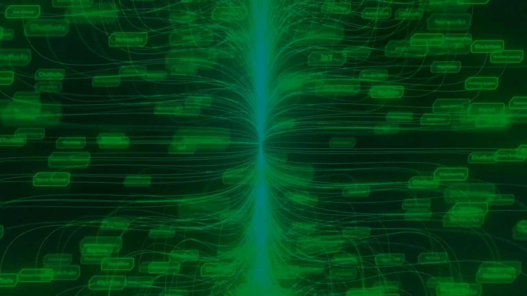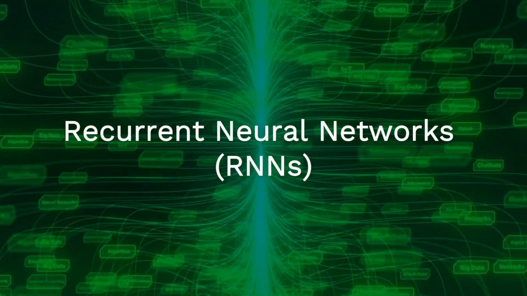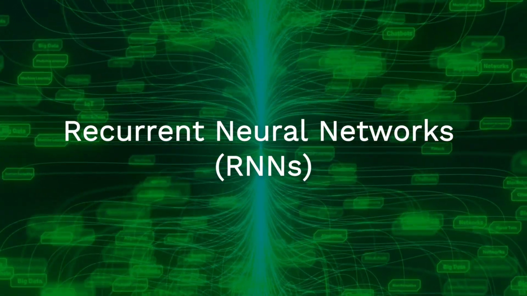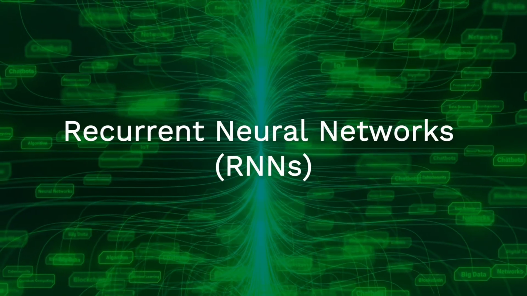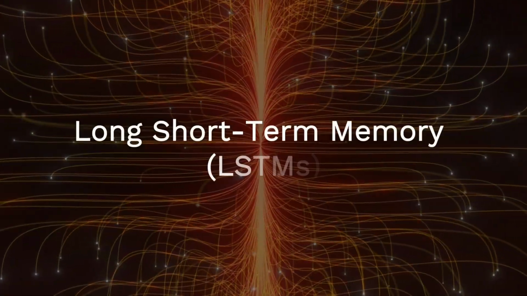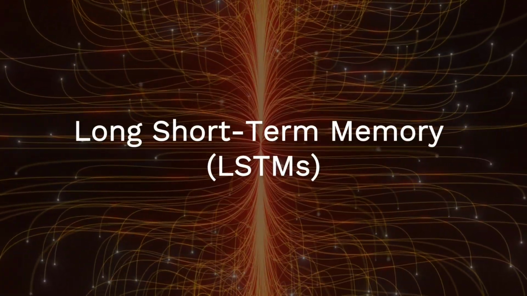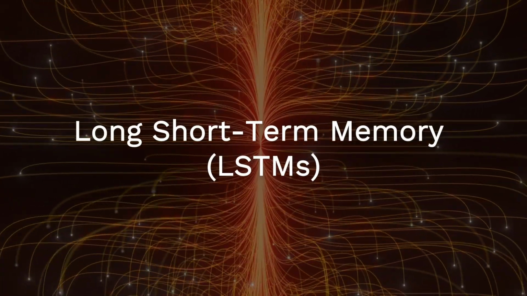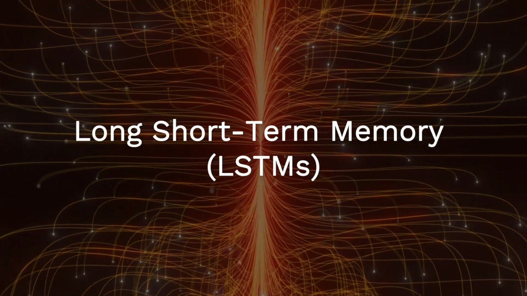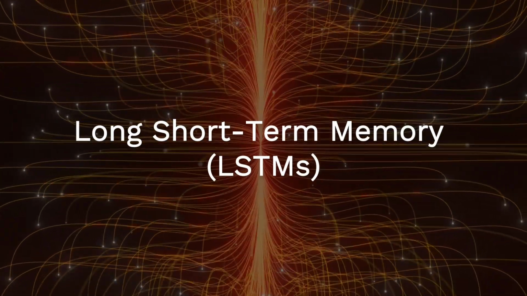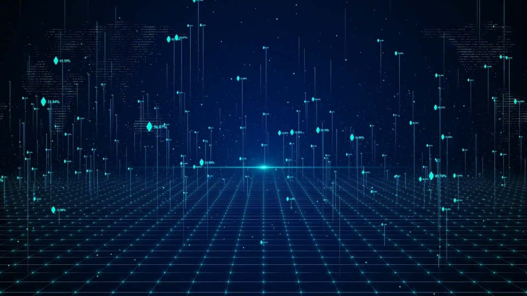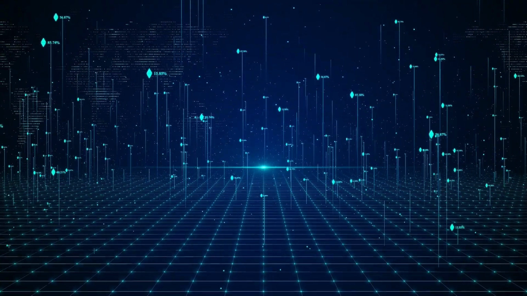You then also have the recurrent neural networks, or RNNs, which are designed to recognize patterns in sequences of data, allowing information to be retained across different points in time. And then you have long short-term memory models, or LSTMs. You can see these as more of a specialized form of RNNs that are capable of learning long-range dependencies in sequential data.